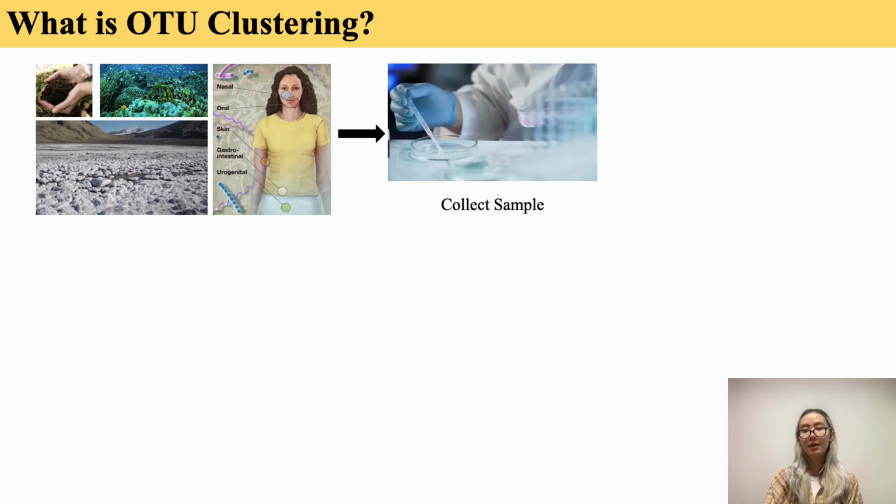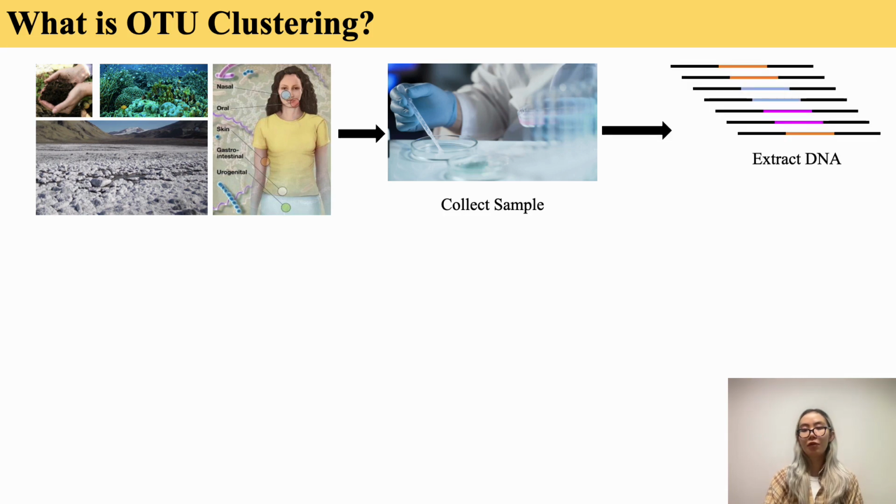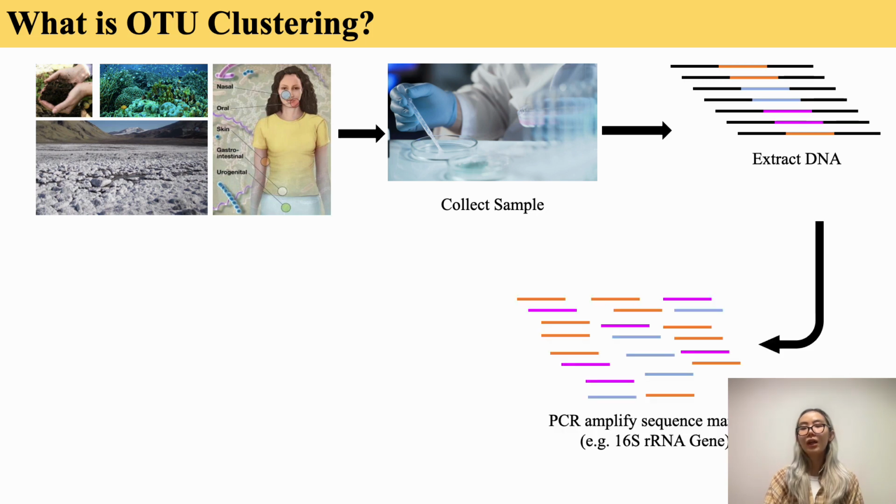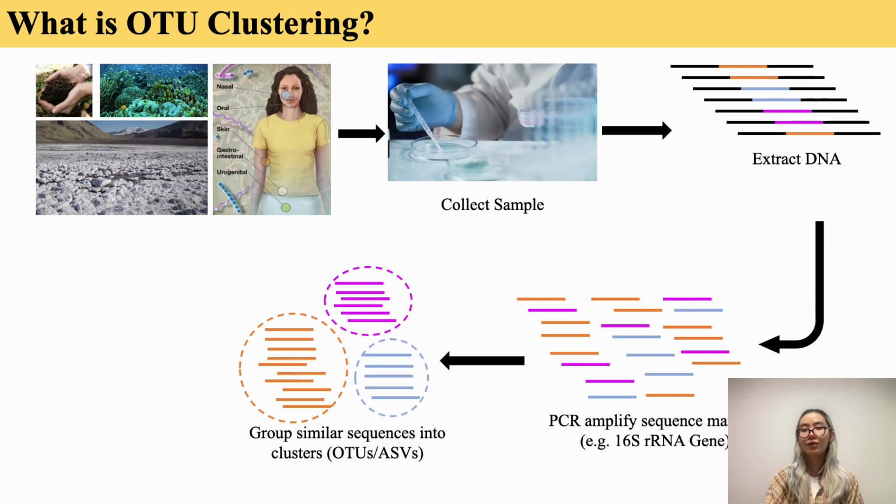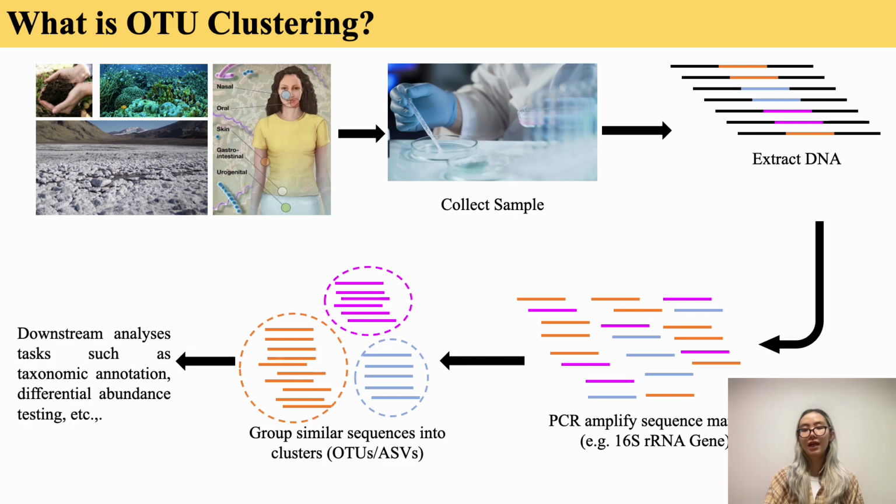A typical analysis pipeline begins with sample collection and sequencing. Upon extracting the DNA, we perform a PCR amplification process to identify sequence markers such as the 16S rRNA gene using specialized oligonucleotide probes. We then rely on computational algorithms to cluster the 16S rRNA gene markers into OTUs, operational taxonomic units, or ASVs, amplicon sequence variants. Those OTUs are then used to perform downstream analysis such as taxonomic annotation, differential abundance testing, etc.